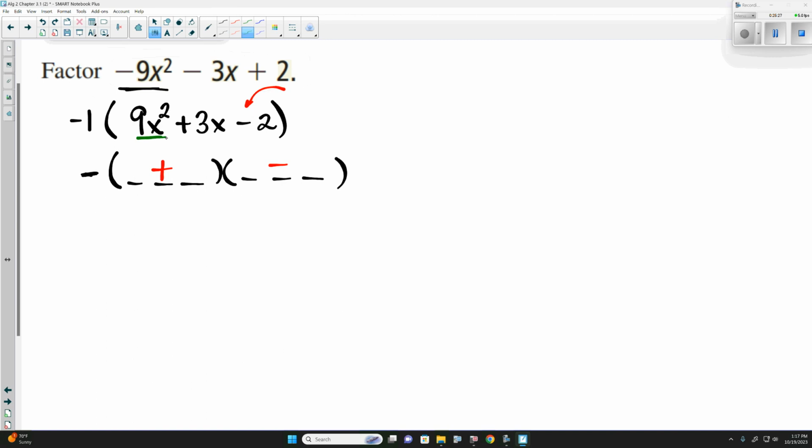And we do need to find the factors of the first and third terms. One of the factors of the first term is going to be our x and x. Now we do need to find the factors of 9. 1 and 9, 3 and 3.